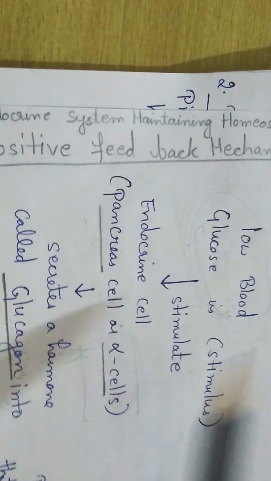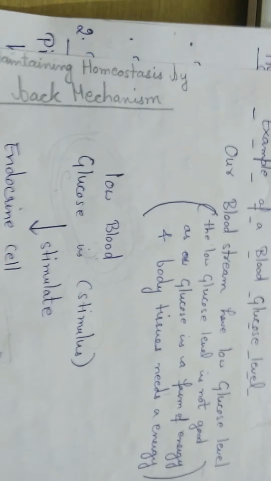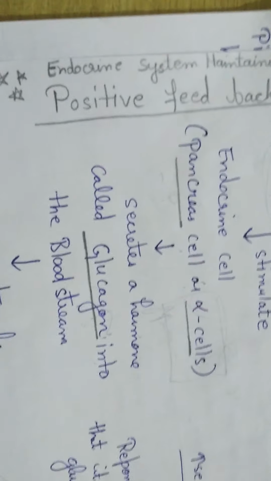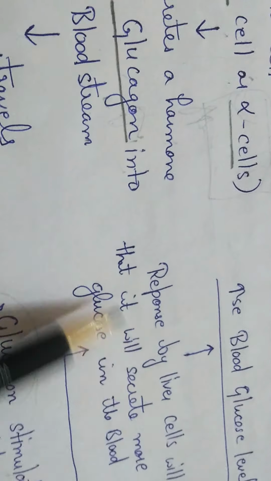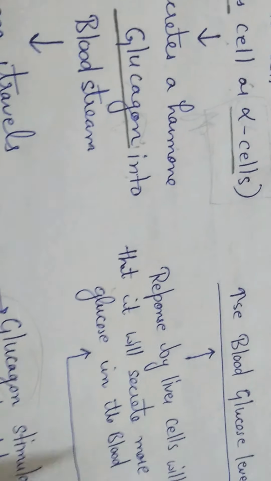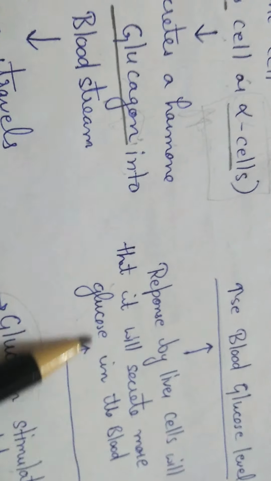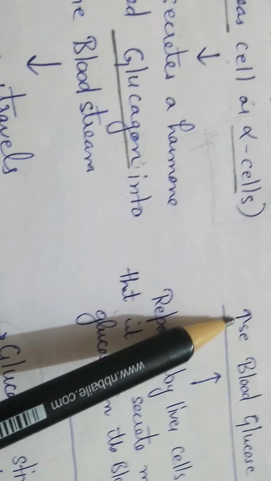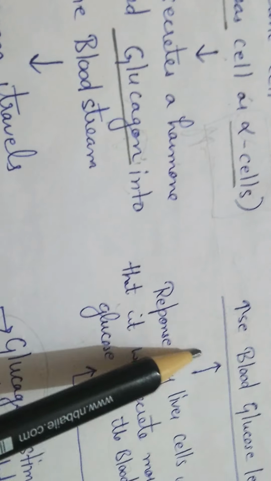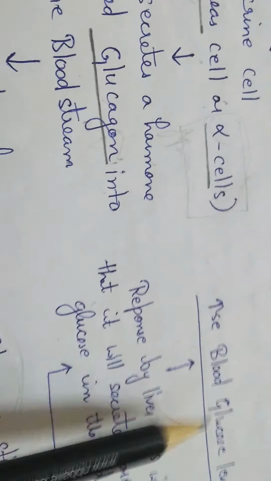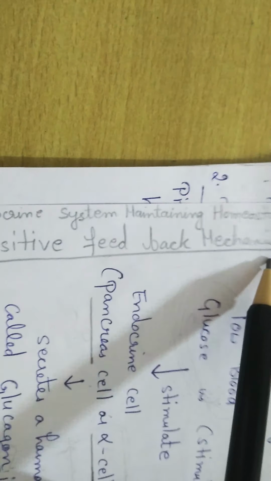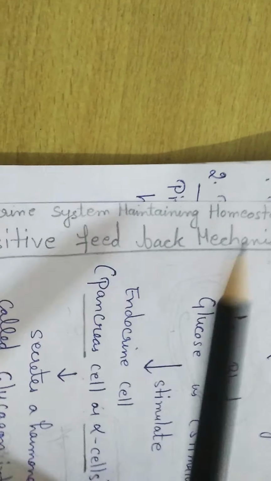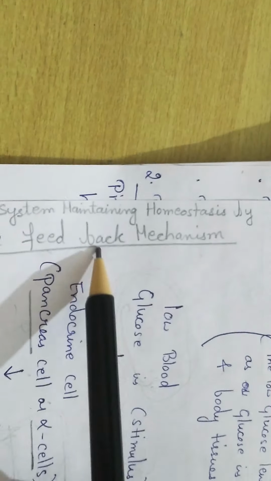Okay, so this is a positive feedback mechanism. So what will happen then? In response, the liver cell is going to secrete the glucose into the bloodstream, and in this way your blood sugar level will be increased. So this is an example of a positive feedback mechanism. In this way we can say that the endocrine system is maintaining homeostasis by a positive feedback mechanism.